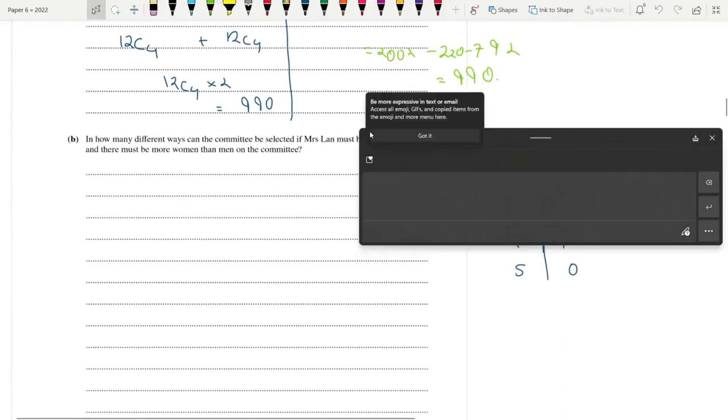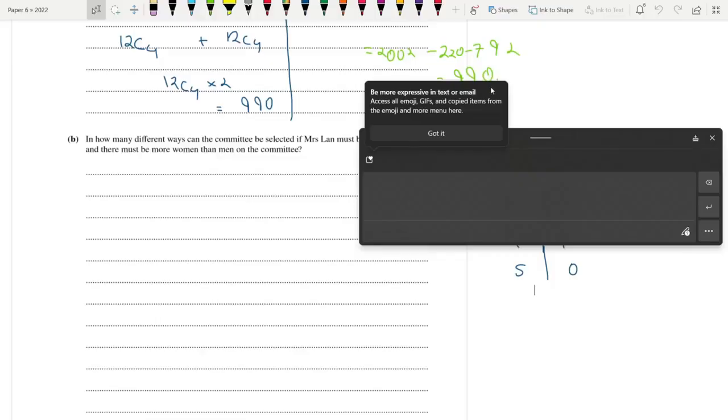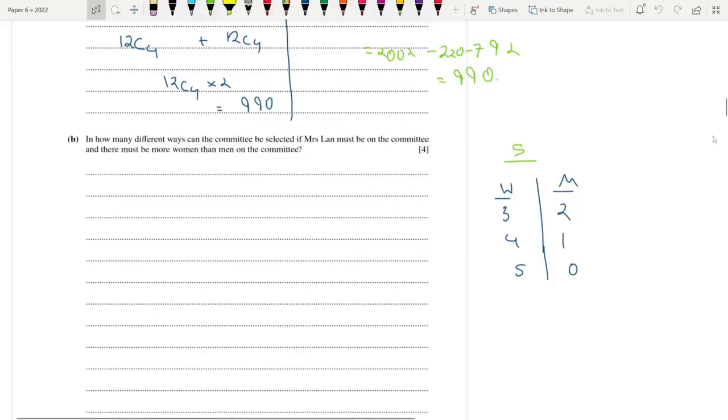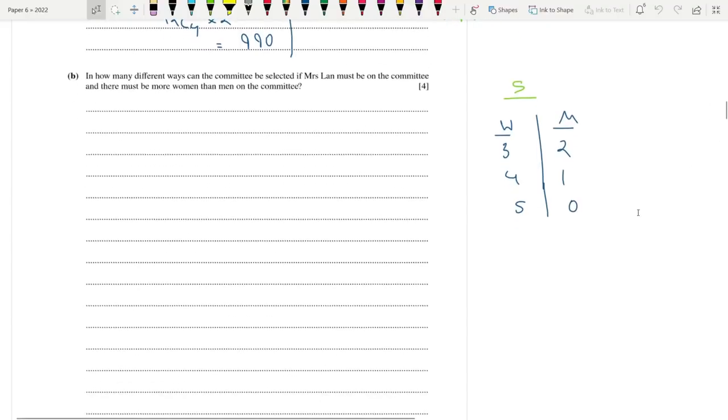Okay, so let's go for it. Also, Mrs. Land must be in the committee. Okay, you guys need to ensure that. So we're always gonna pick Mrs. Land. So let's begin. Oh, okay. So in the mark scheme, they did it like this. So what if Mrs. Land is included already? So we're gonna pick 4. We have 4 to pick from. 4 plus Mrs. Land.